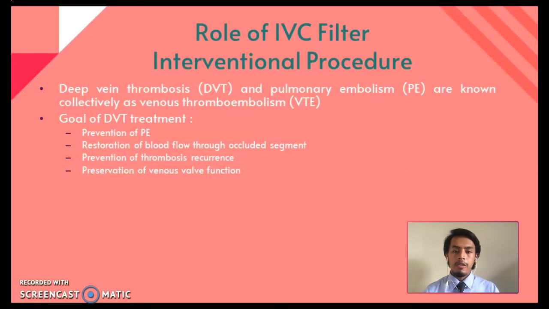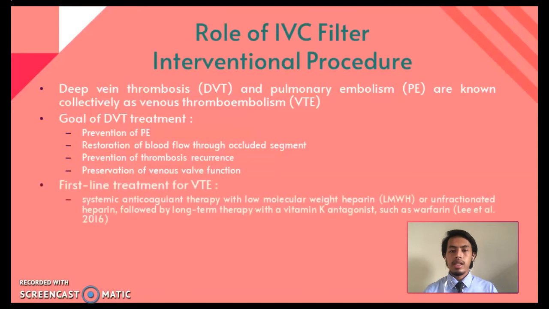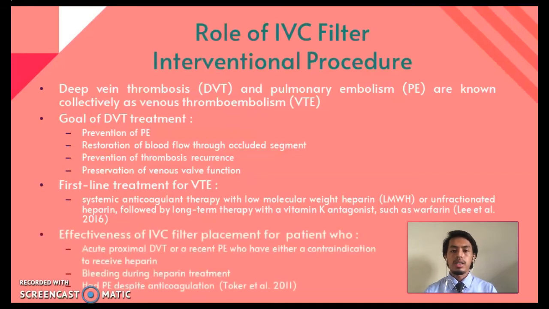Accomplishment of this goal minimizes PE-associated morbidity and mortality. The first-line treatment of venous thromboembolism is systemic anticoagulant therapy with low molecular weight heparin or unfractionated heparin, followed by long-term therapy with a vitamin K antagonist such as warfarin to prevent thrombosis propagation and to allow for thrombus dissolution by the intrinsic fibrinolytic system. However, for patients who fail, or have contraindication or complication of anticoagulation therapy, IVC filter placement is administered to reduce the risk of fatal pulmonary embolism. This is where the IVC filter plays an important role.